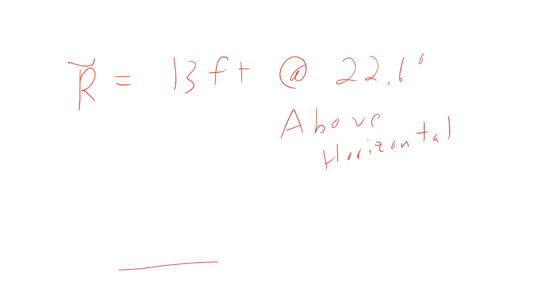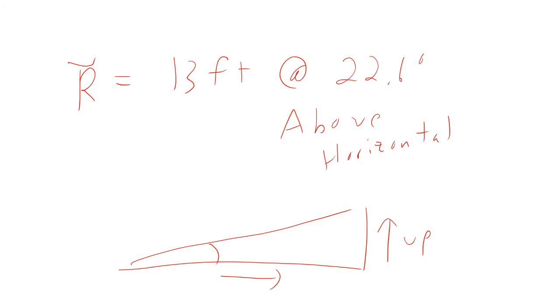So that would be here, that's this. Do not say north of east, because this is not east, that's horizontal. This is not north, that is up. I mean, you don't look straight over your head and say that's north. No, you say that's up.